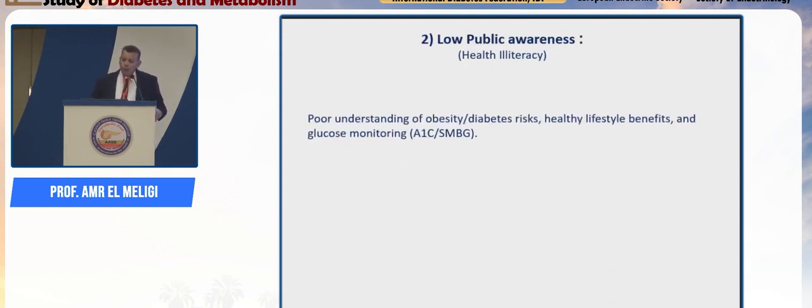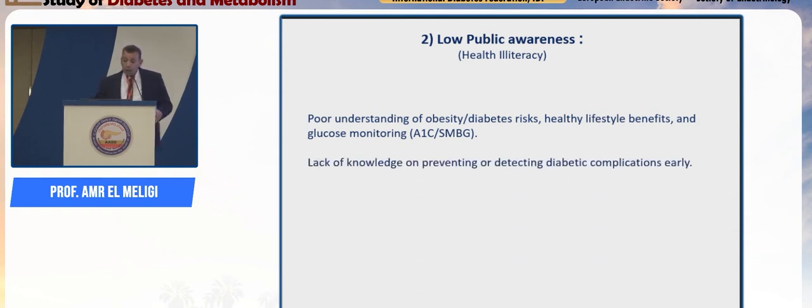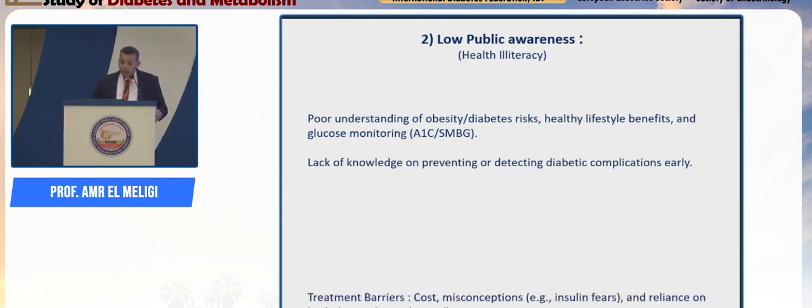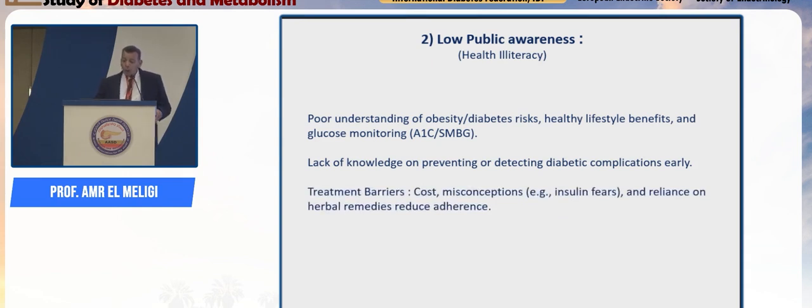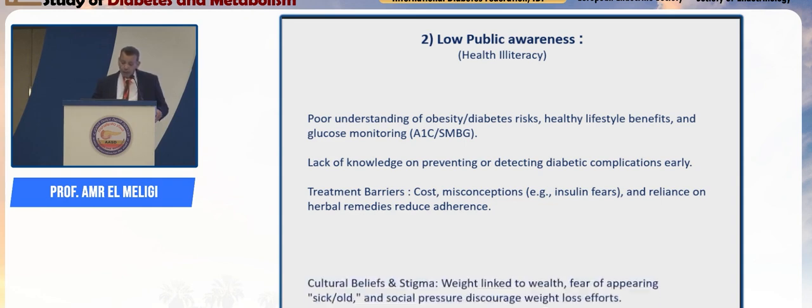Low public awareness or health illiteracy, poor understanding of obesity and diabetes risk, also poor understanding of the benefits of healthy lifestyle and glucose monitoring or screening are factors which increase the risk of diabetes. Also, lack of knowledge on preventing or detecting diabetic complications early. Treatment barriers: cost, misconceptions, for example, insulin fears and reliance on herbal remedies reduce adherence.